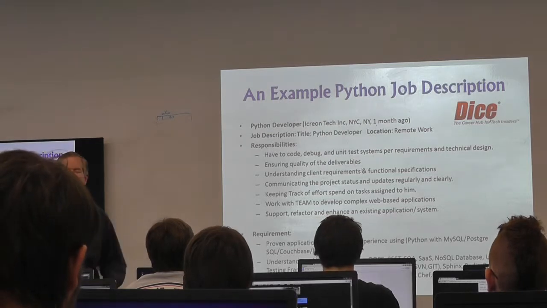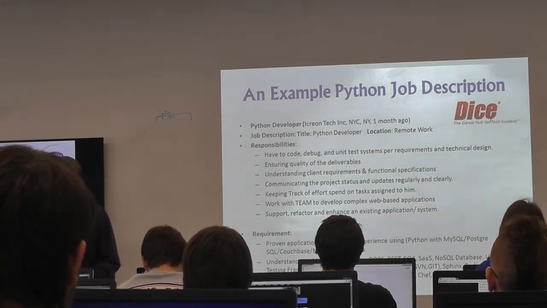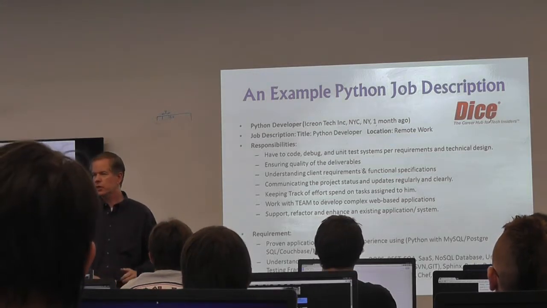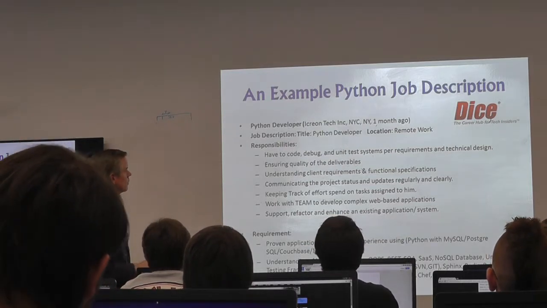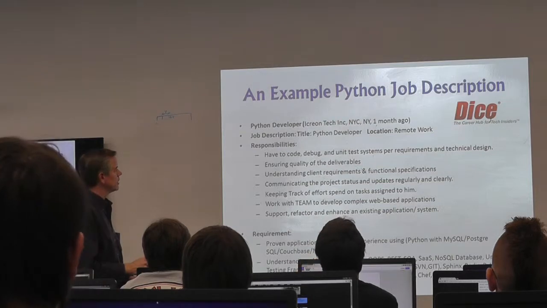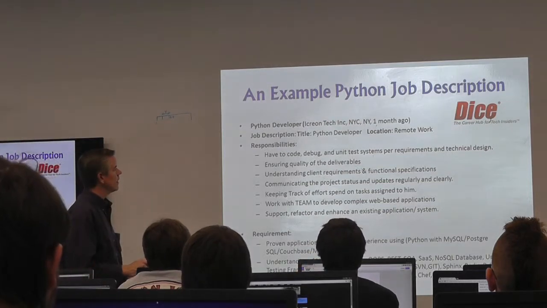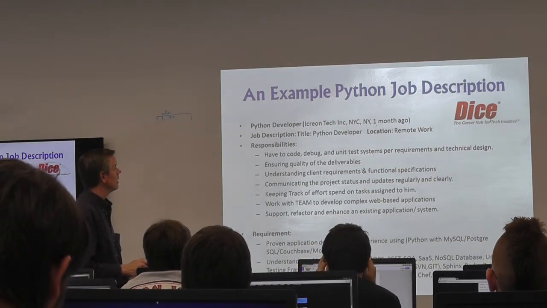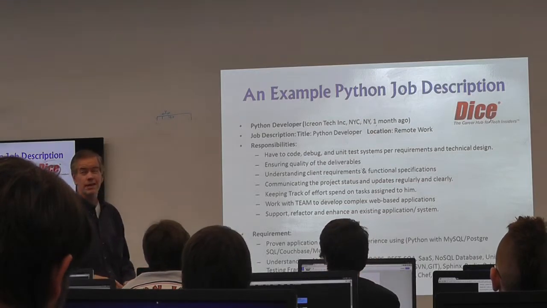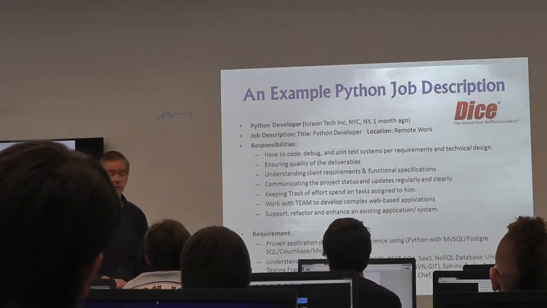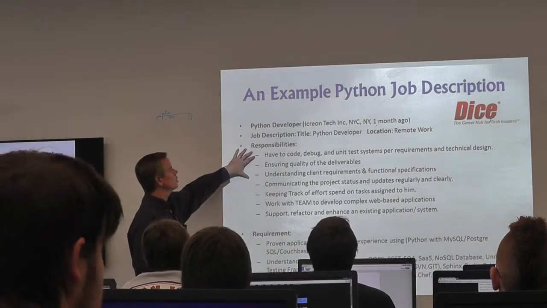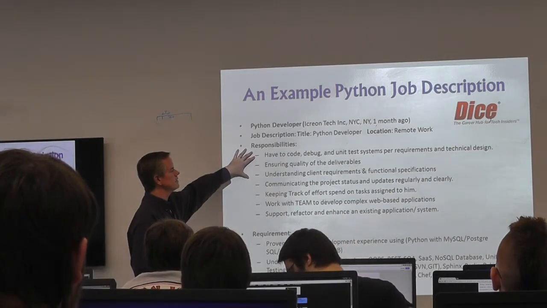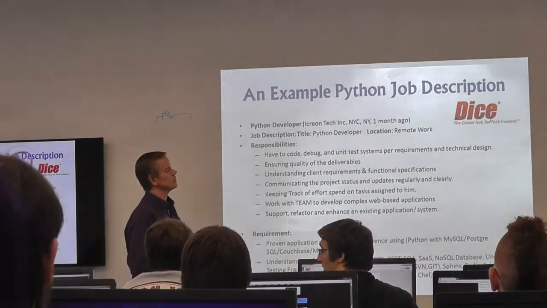So last time we started out by taking a look at an actual Python developer job description. Let's take a look at another one. This one's a little bit different from the last one that we saw. It's up in New York City. Python developer is the title. Remote work, I think that means there's not necessarily an office that you have to go into. So what do they actually want you to do? They want you to code, debug, and unit test systems per requirements of technical design.